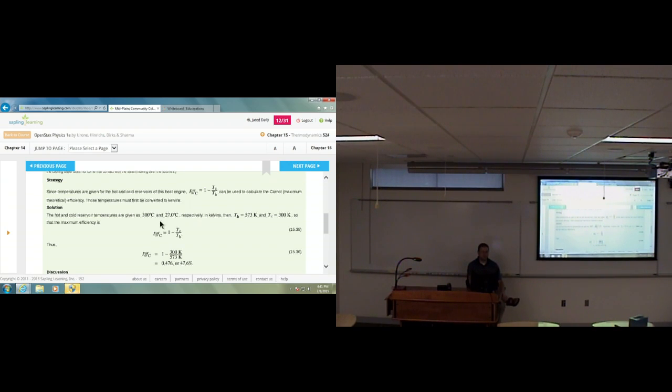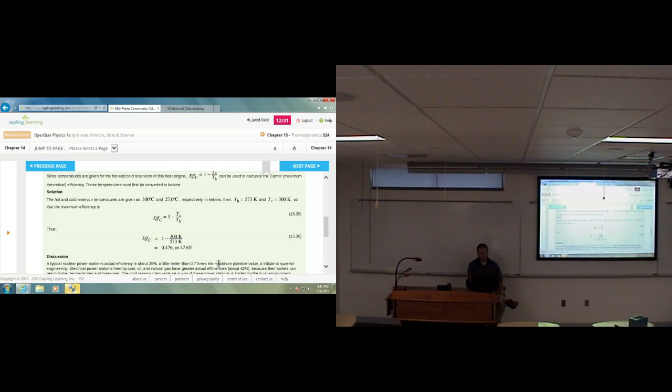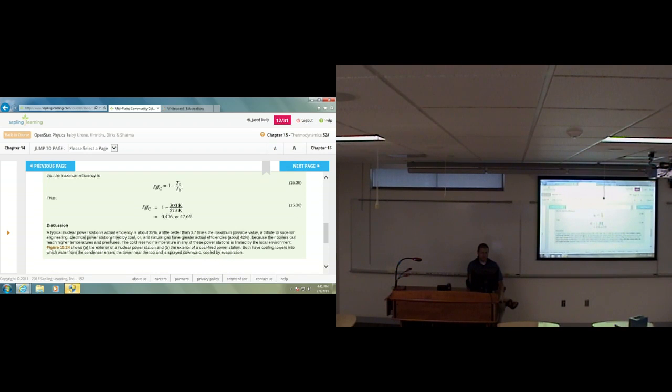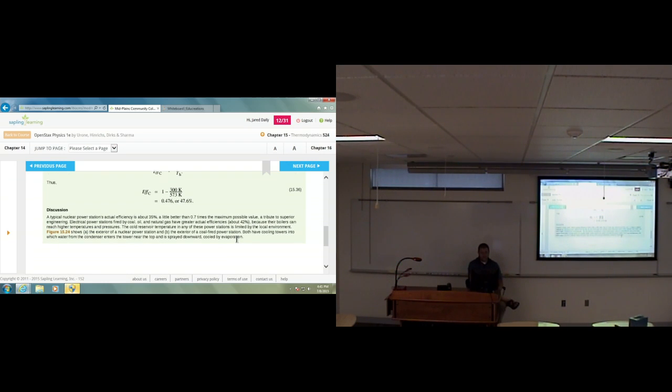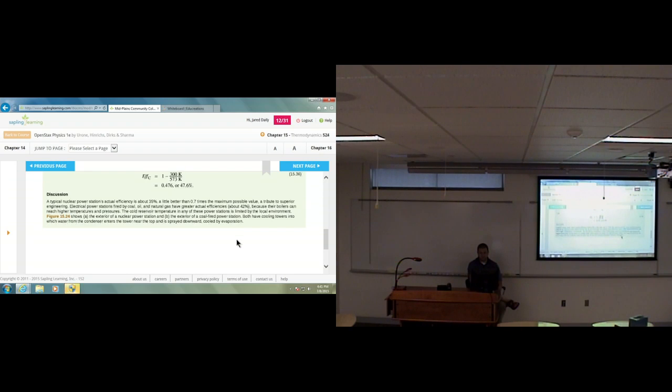So 27 degrees Celsius is essentially room temperature. It's normal temperatures. So you keep it down to temperatures of the outside. If you can get it down to normal temperature of the outside air, then it's as efficient as it's going to get. Plug in those things and you're getting a 47.6% efficiency. Usually nuclear power reactors are quite a bit lower, 35%. That's actually pretty good too. 35% is pretty dang good.